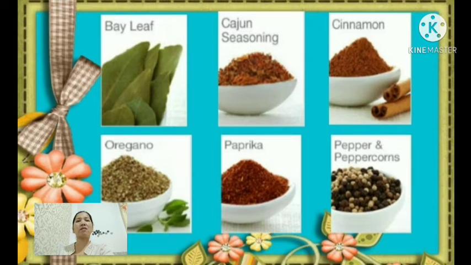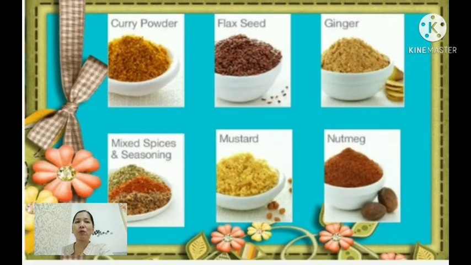Ginagamit siya sa pagluluto, lalo na yung mga Italian cuisine. Yung masyadong mababango, yung aromatic yung pagkaluto. Yan, oregano, paprika, pepper and peppercorn. Ang pepper and peppercorn yung buong paminta or pamintang buo. Kasi kadalasan sa bahay ang paminta durog, di kaya ay pino. Meron din tayong tinatawag na curry powder. Saan nilalagay ang curry powder madalas? Pag magluluto si nanay ng chicken, curry yan. Flaxseed. Meron din tayong ginger. Ano yung ginger? Yan, very good.